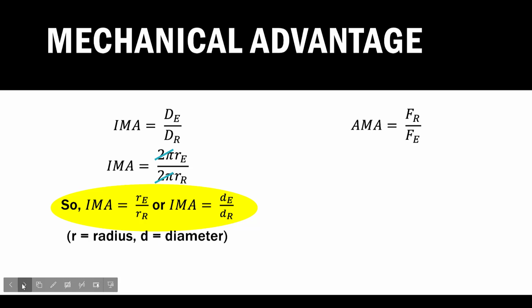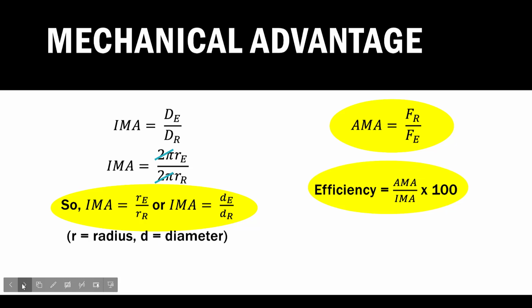Actual mechanical advantage is the same formula we learned before for levers. It is the resistance force divided by the effort force. Nothing different there. The efficiency of the wheel and axle is still the actual mechanical advantage, which does account for friction, divided by the ideal mechanical advantage, no friction, times 100. Don't forget that part because you've got to make it a percent.